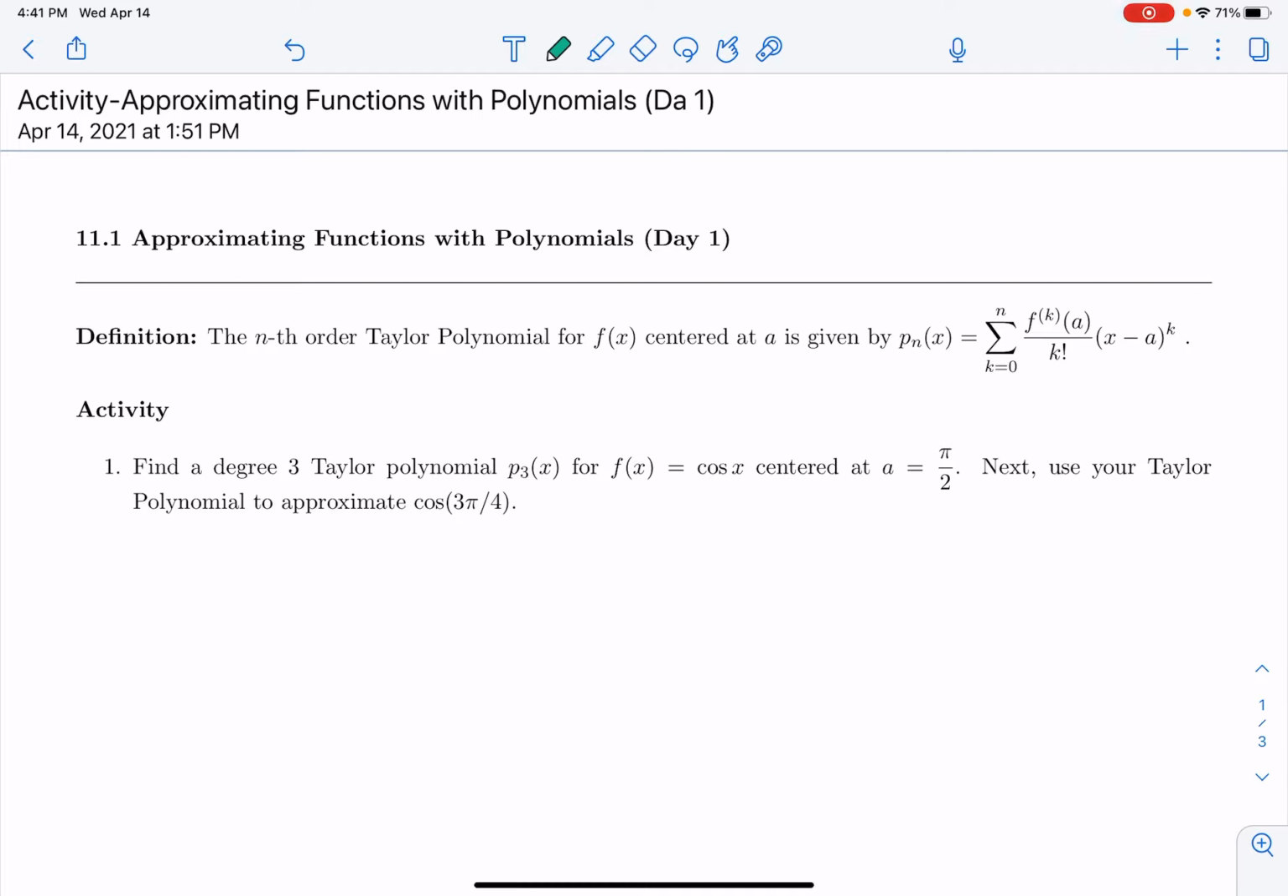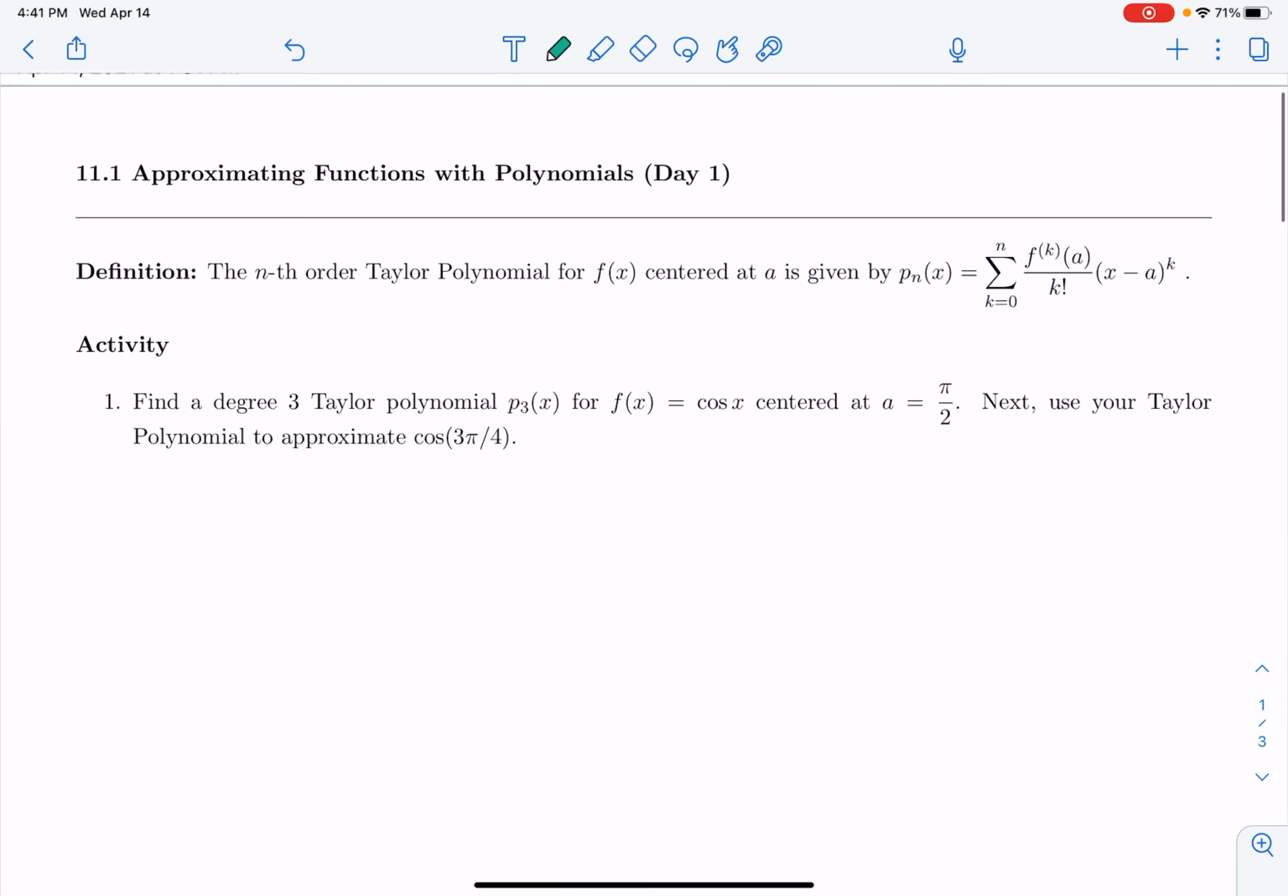So our goal is to find Taylor polynomials for a specific function and a given center, and then use that polynomial to approximate a specific value, which may or may not be a known value. So let's see how that works. For this first one, number 1, we're finding a degree 3 Taylor polynomial, P3 of x, for f of x equals cosine of x, centered at a equals pi over 2. Next, we're going to use our Taylor polynomial to approximate cosine of 3 pi over 4.